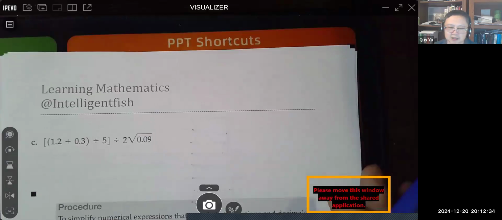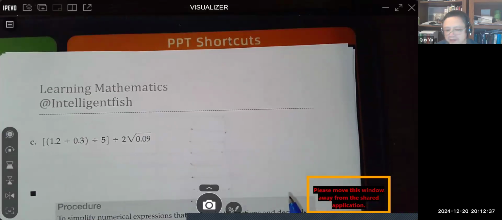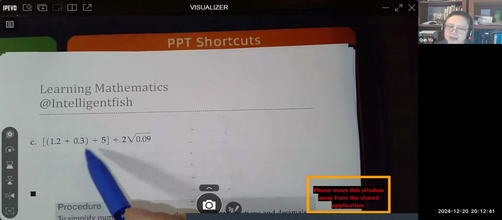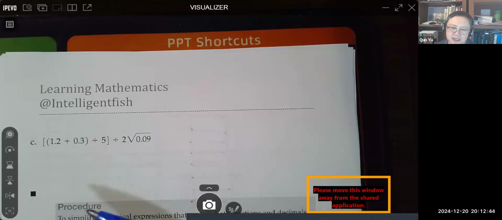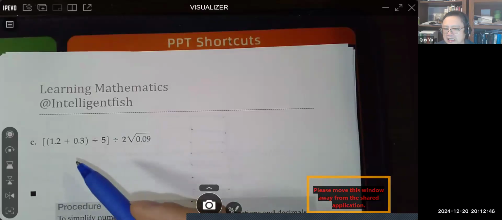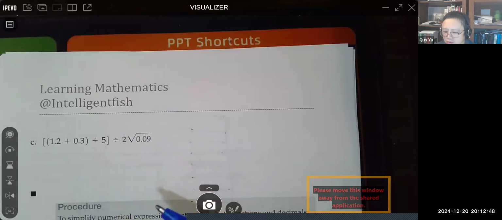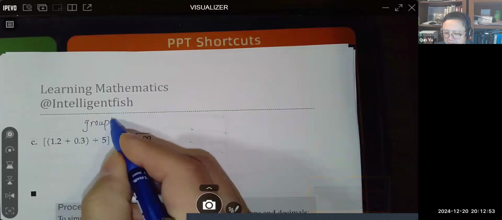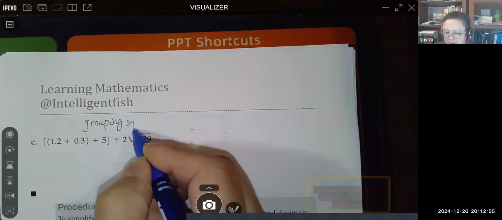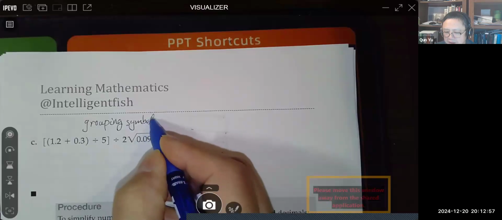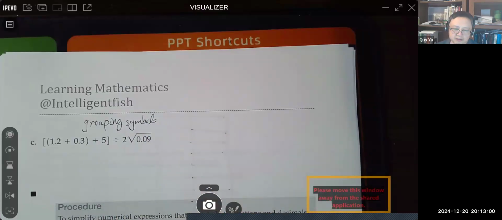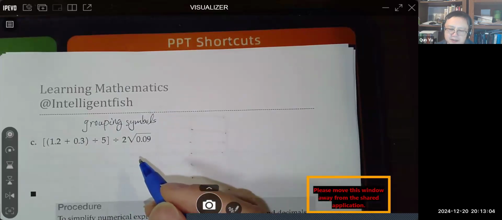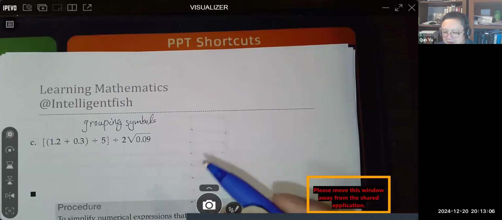Let's look at what operations we have. First, we have brackets, and inside we have parentheses. All of these parentheses, brackets, and braces are called grouping symbols. They are all the same except they look different. Otherwise, they all serve the same function. That means they group operations together.